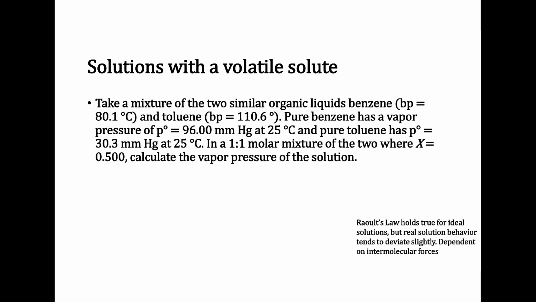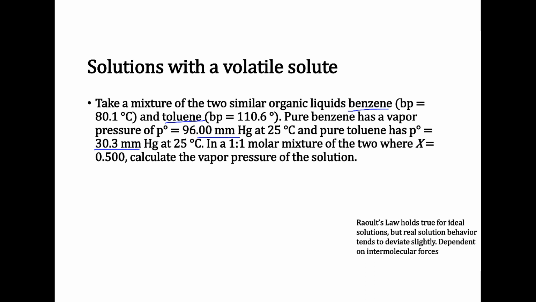So for this problem, we're going to mix two similar organic liquids, benzene, which has a boiling point of 80.1 degrees Celsius, and toluene, which has a boiling point of 110.6 degrees Celsius. Pure benzene has a vapor pressure of 96 torr, and pure toluene has a vapor pressure of 30.3 torr. We're going to mix them in a 1-to-1 molar mixture where X, so the mole fraction, is 0.5, and we want to calculate the vapor pressure of the solution.